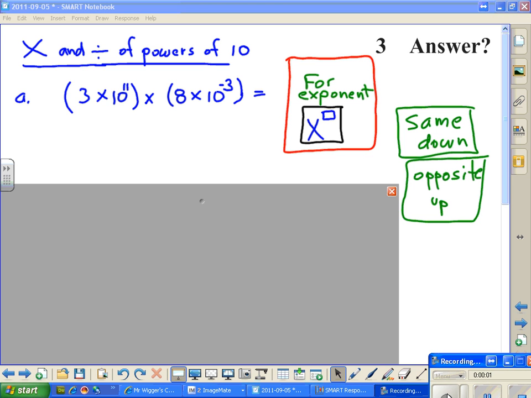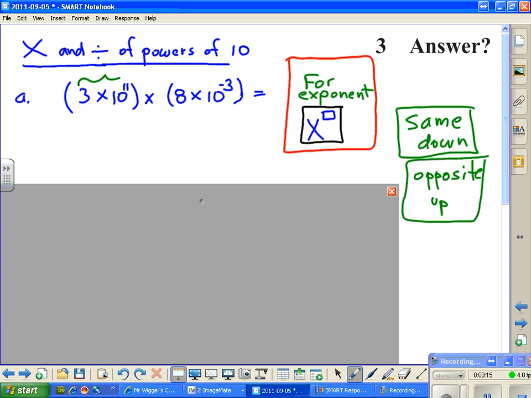In this recording, I hope that you will figure out how to multiply and divide numbers that have powers of 10. We're going to take two numbers this time. Here is our first number, and here is our second number.